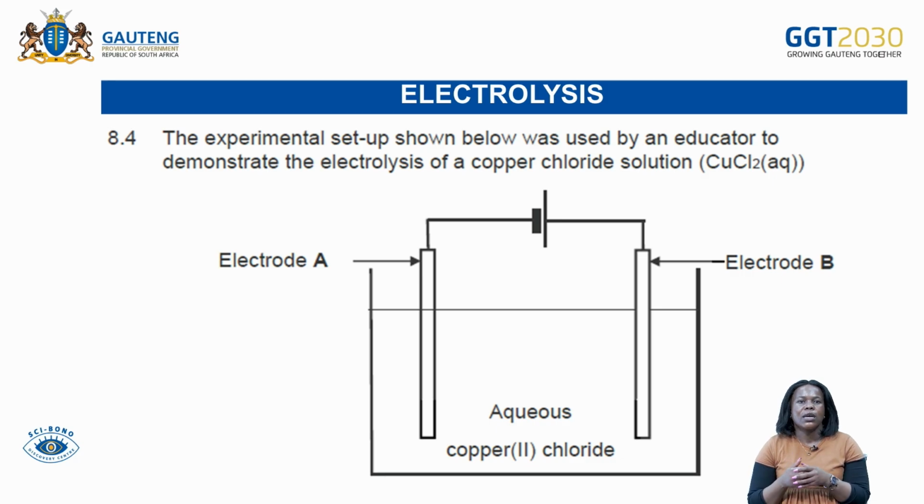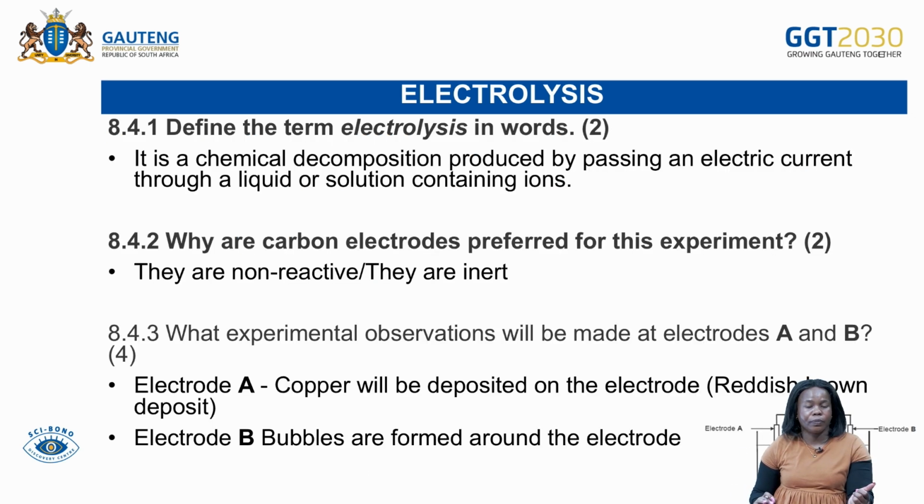And then we've got electrode A. They don't tell us which one is which. And then we've got electrode B. And then we've got the power supply. The mere fact that there is a power supply means that this is what? An electrolytic cell. It is non-spontaneous. We need this power supply for this reaction to take place, because it can't happen on its own. Let's look at the questions that follow.